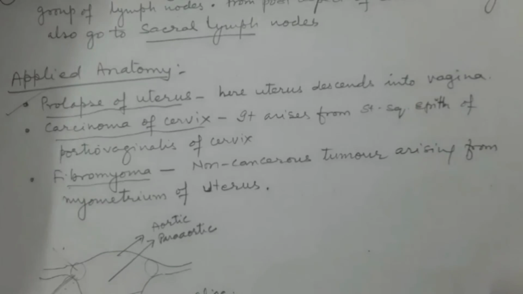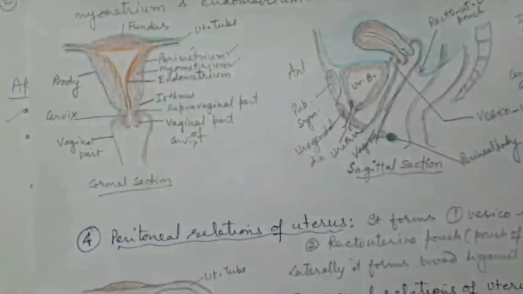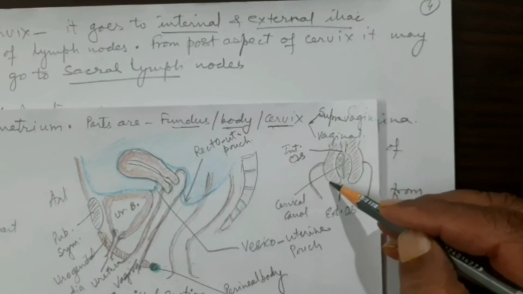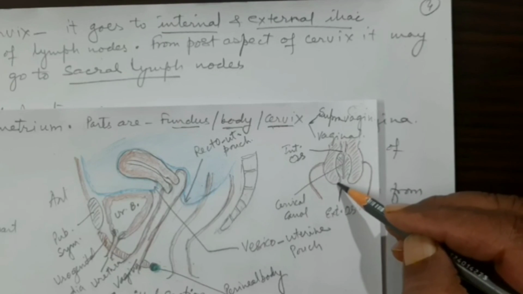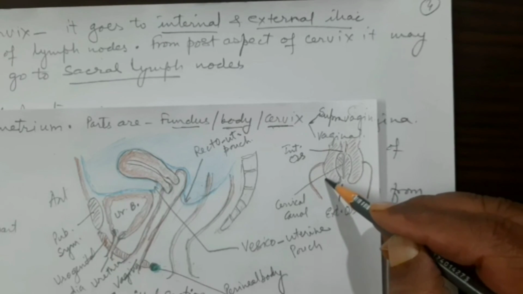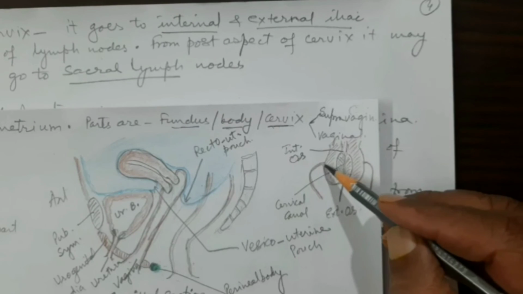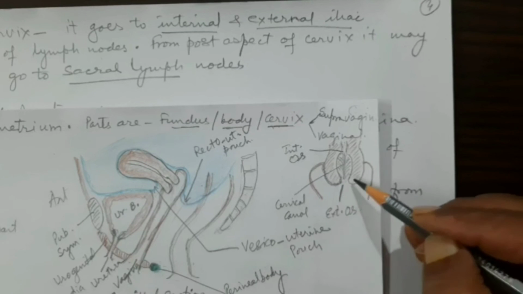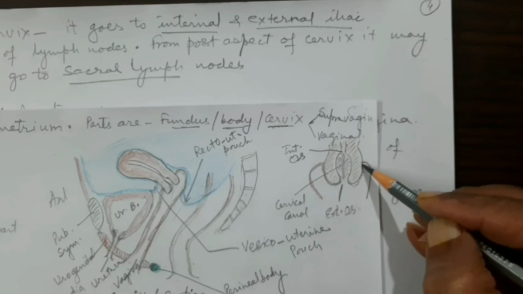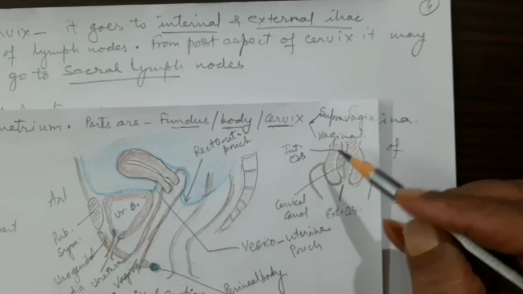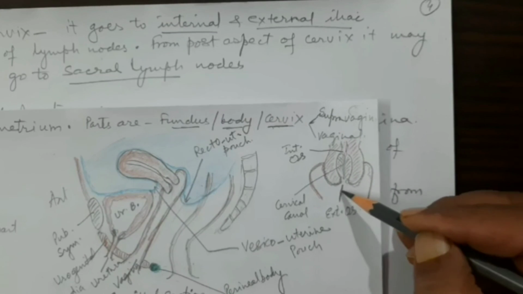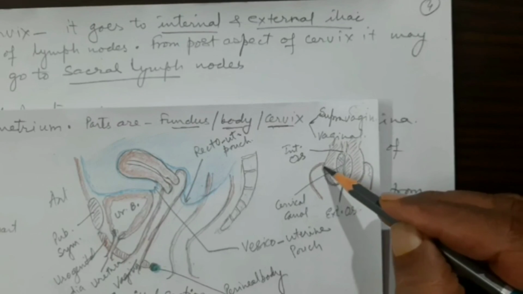What is stratified squamous epithelium? Just understand here. This part, from the external os right up to the vagina and the undersurface of the vagina, is lined by stratified squamous non-keratinized epithelium. And this part of the cervix, the portio vaginalis surrounding the external os, is the common site of origin of the cancer.